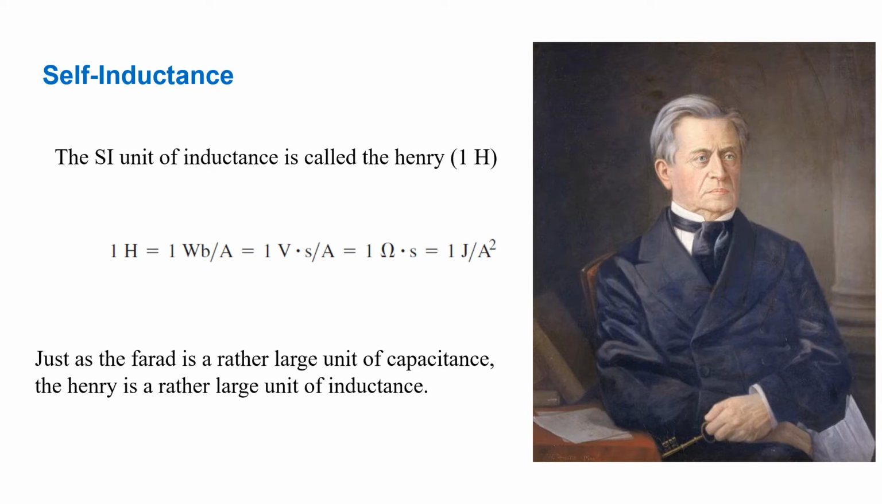Just as the farad is rather a large unit of capacitance, the Henry is rather a large unit of inductance. So if you're going to buy inductors in electronic shops, you cannot buy an inductance of 1 Henry because that is too big. You can buy inductances of microhenrys and so on, just like how you buy picofarads and microfarads for your capacitors. This person here is Joseph Henry, one of the independent discoverers of electromagnetic induction.